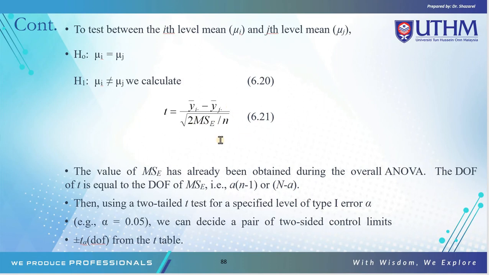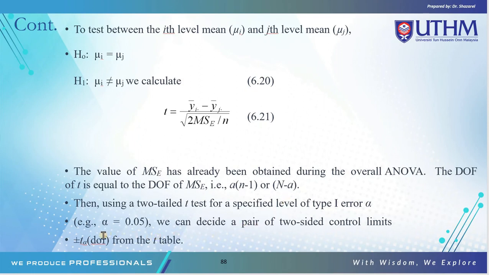And then this is the mean square error divided by n, which is the number of replicates. So this is the test statistic. Okay, we use the t distribution. Because the t distribution has a degree of freedom, the degree of freedom is equal to a multiplied by n minus 1, or simply we can use N minus a, where capital N is the total observations minus the number of levels.